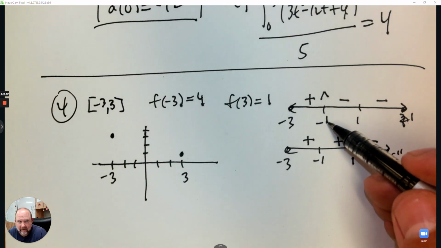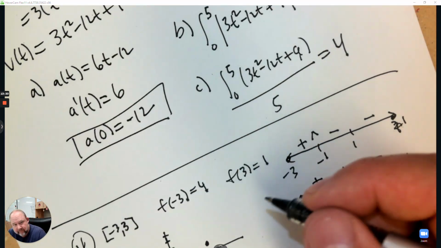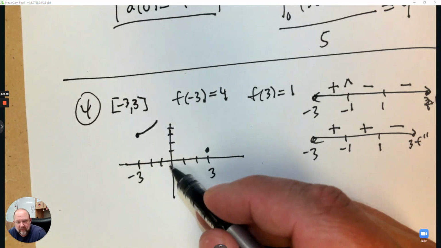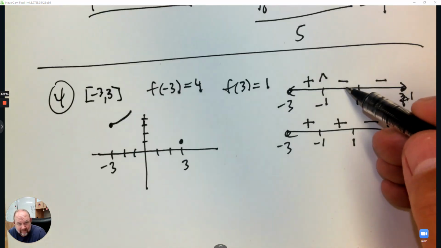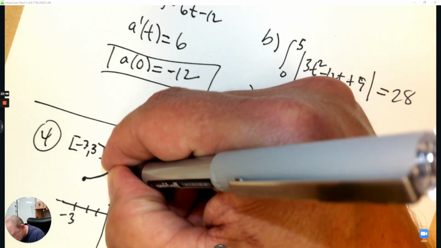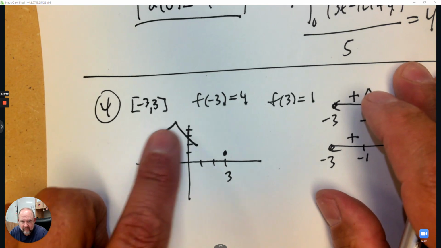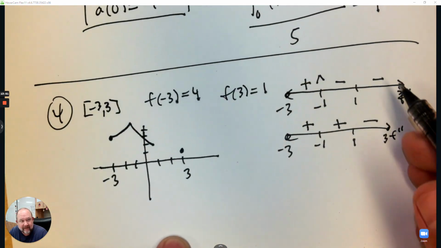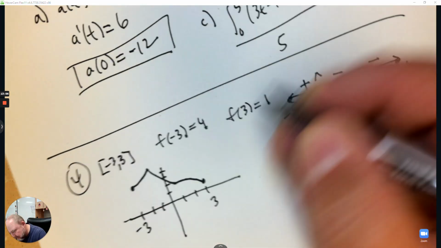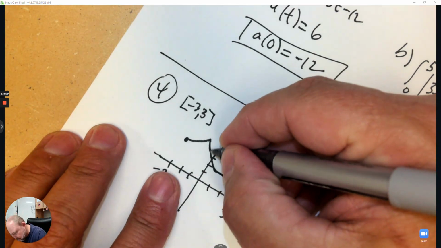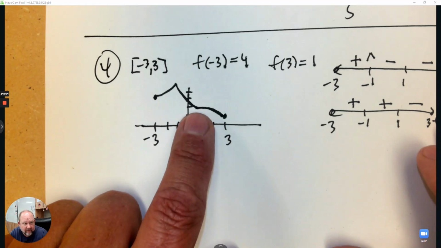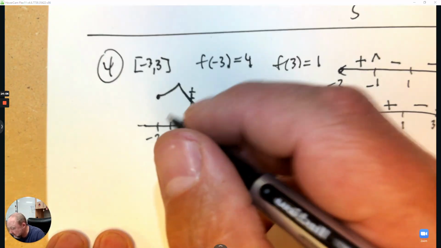So from negative 3 to negative 1, it's increasing and concave up. So I'm going to do that all the way to negative 1. Then it decreases, but it's still concave up to 1. And you can see why the derivative doesn't exist because there's a corner there. And then it continues to decrease, but now it's concave down. And you can see there's a point of inflection right there. So this is actually part C.